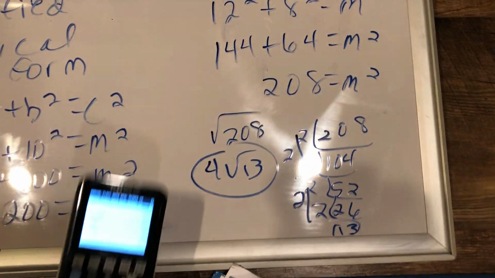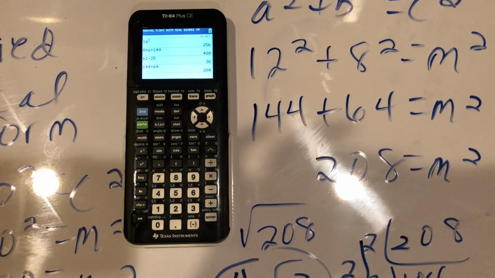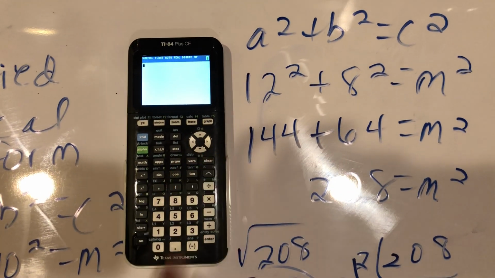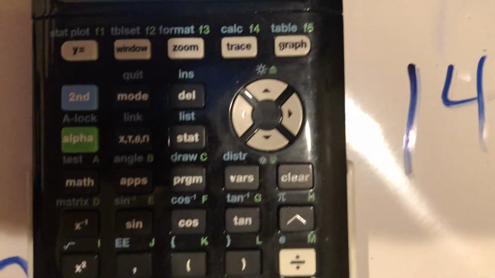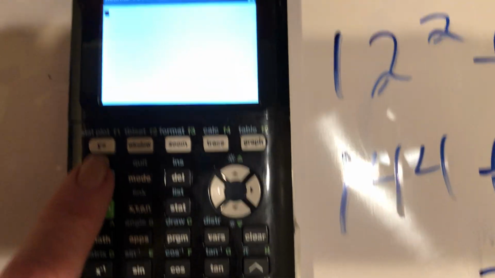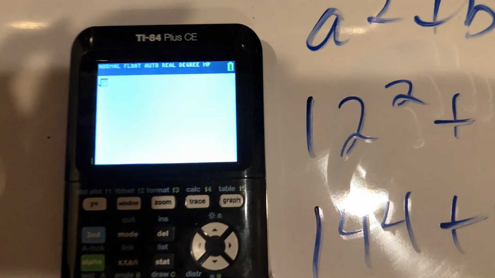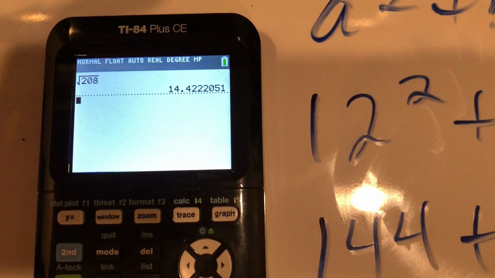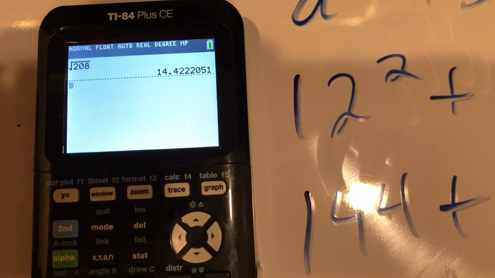Now, if you want a decimal approximation, I know this isn't the same calculator you've got, but what I'm going to show you is going to work the same on your calculator. On your calculator, you have a second key. You hit your second key, and then x squared, and that's going to bring up a radical. You'll type in 208, and there's your square root, and round it. If you want it rounded to the nearest tenth, that'd be 14.4. Nearest hundredth would be 14.42.